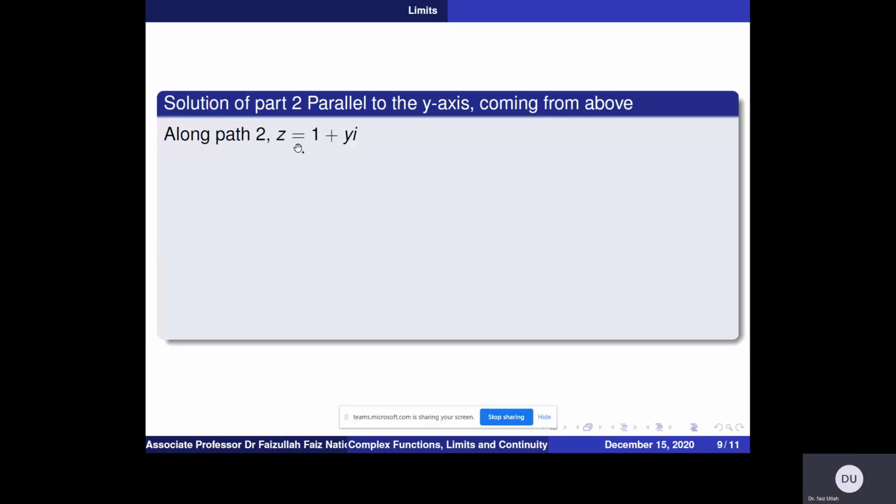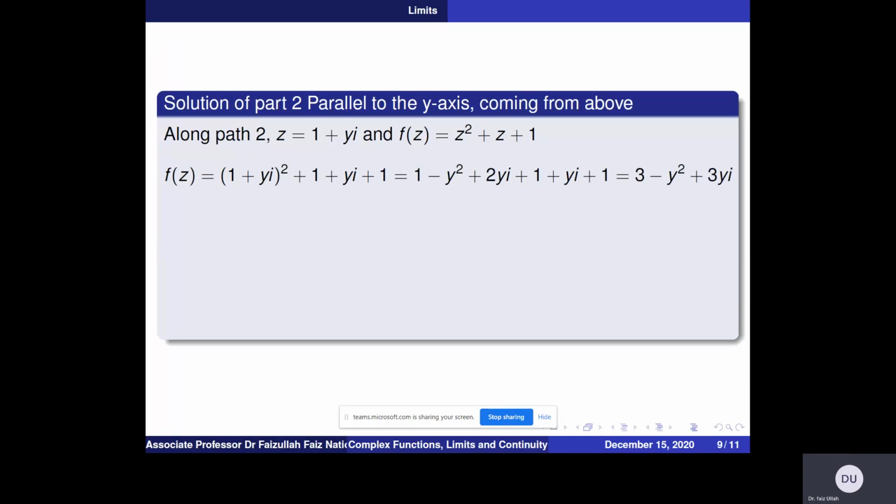So along path 2, z is equal to 1 plus iota y, and the function is given in the question. So we have to put this z is equal to 1 plus iota y inside the given function and simplify this. After simplification, we can get 3 minus y square plus 3y iota. And now we have to take limits on both sides.